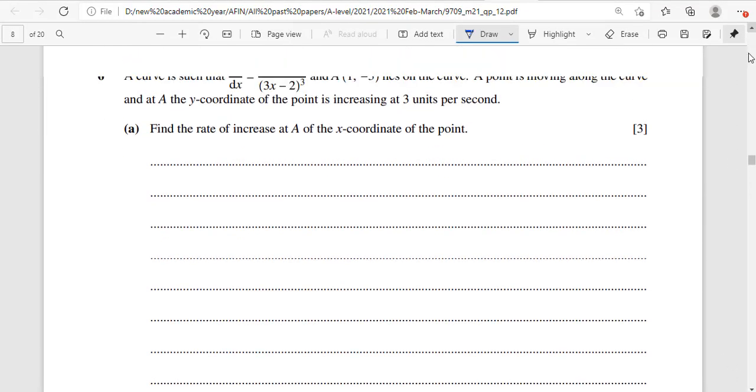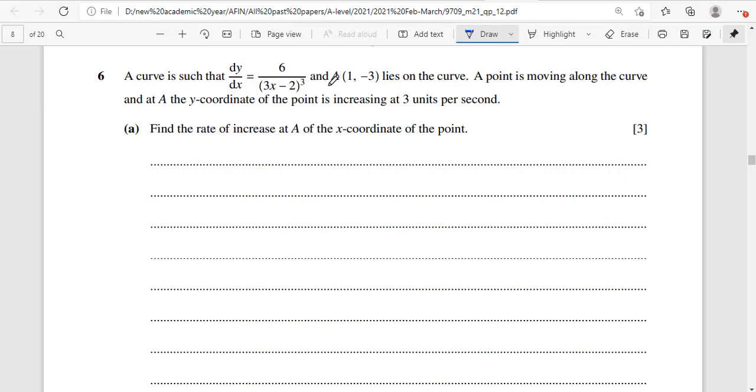Question 6. It's a question related to rate of change, rate of increase or rate of decrease. They're all the same. So these questions could be very tricky, while if you do it right, it's pretty easy. Let's see what we have. dy/dx is 6 over (3x minus 2) to the power 3.